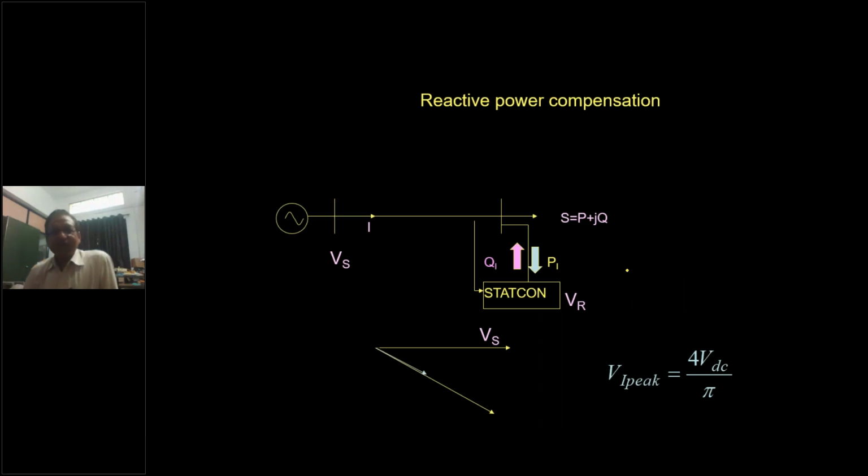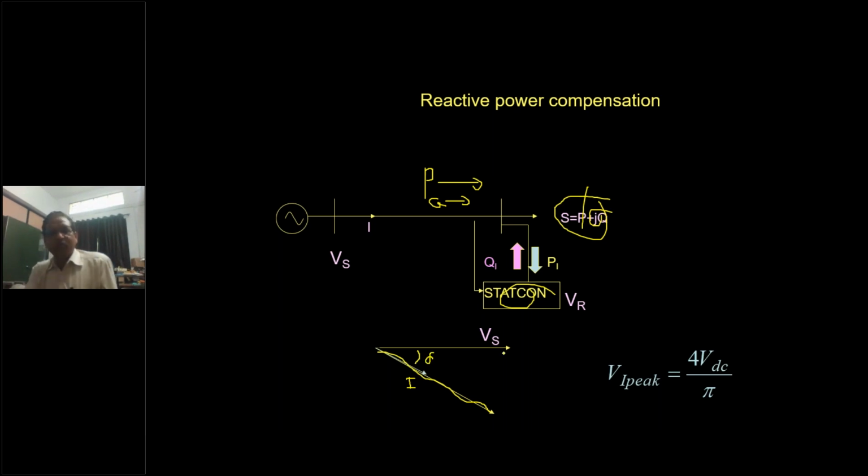Now see here, my load requirement is power. No doubt, my system source will supply the power, and there is a Q requirement also, so Q is also supplied by the source. Now this current is lagging. This is Vs and current I is lagging. Now we generate a statcom voltage by an angle delta.